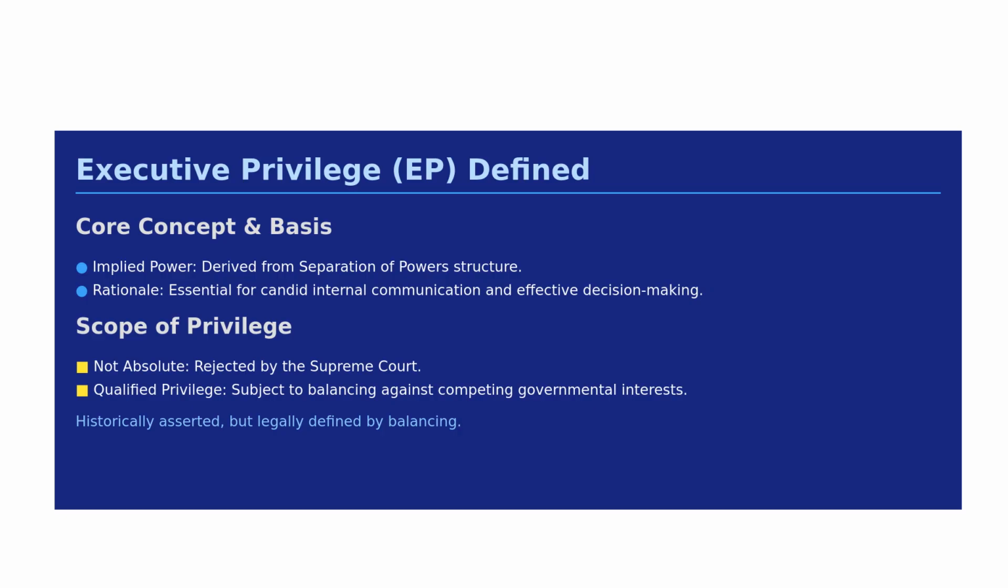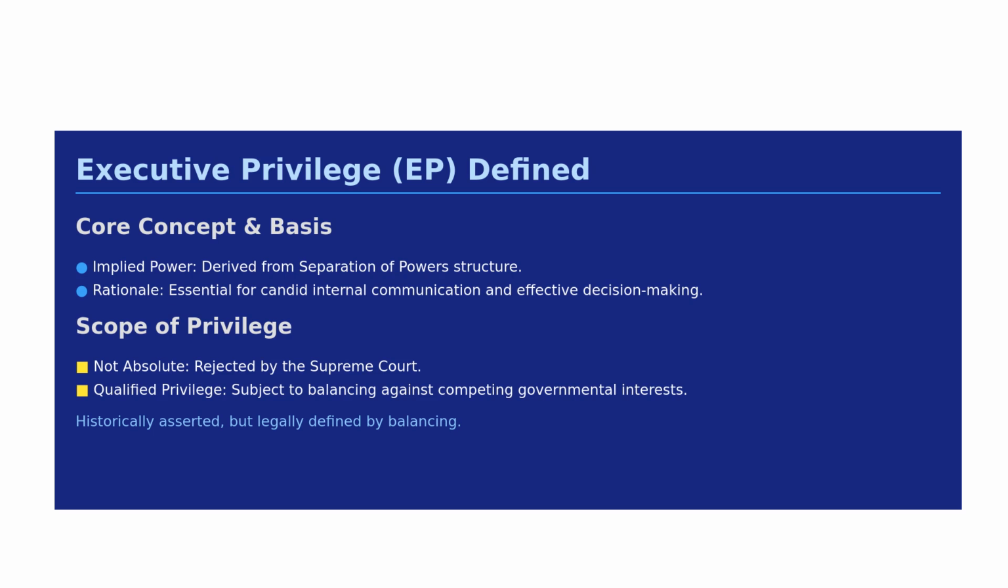Its constitutional basis is inferred directly from the structure of the separation of powers itself, protecting the executive function from undue intrusion by the other branches. Historically, presidents have asserted confidentiality rights dating back to early administrations. Crucially, the Supreme Court has rejected the notion of an absolute privilege. Instead, executive privilege is recognized as a qualified privilege.